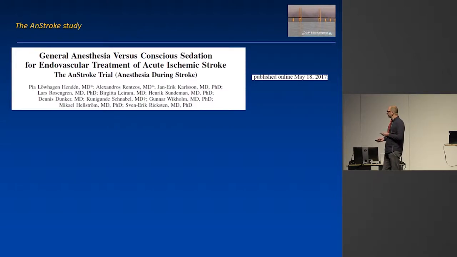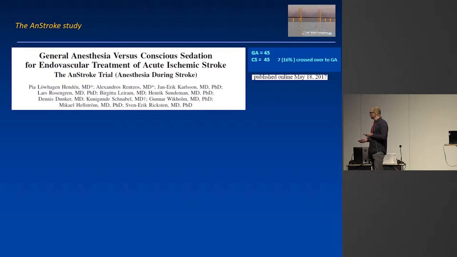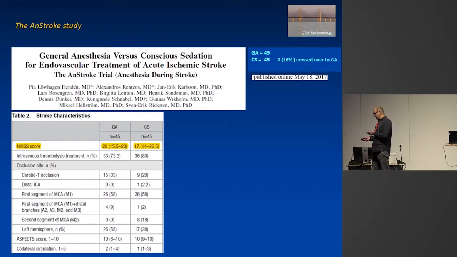And here we have the most recent study published, published here by Pia Hendon in Stroke. They had 45 patients randomized in the GA group and 45 in the conscious sedation group, and they had a 16% crossover rate. And again, the patients were sick, comparable to the Chester study. By chance, they actually ended up having a significant difference between these two groups here. So patients actually were a little bit sicker in the GA group, but that was by chance. Otherwise, all the other baseline characteristics were equally distributed there.